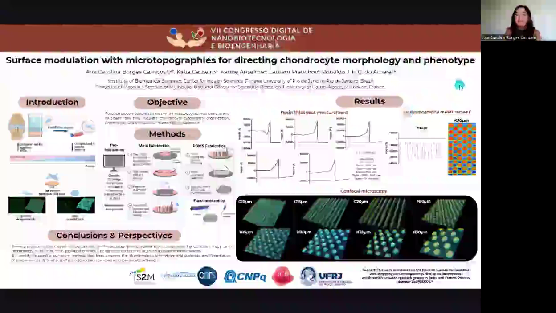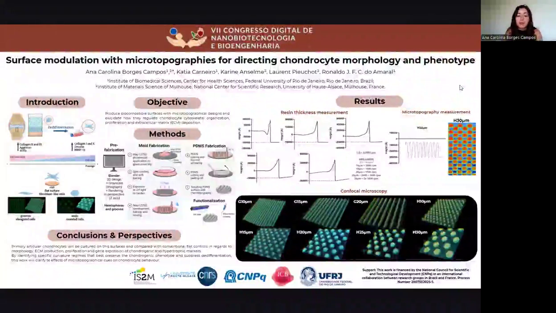Hello, my name is Ana Carolina Borges Campos, and today I represent my work titled Surface Modulation with Microtopographies for Directing Chondrocyte Morphology and Phenotype. This project is a collaboration between the Federal University of Rio de Janeiro in Brazil and the Institute of Material Science of Mulhouse in France. And our work is focused mainly on cartilage cells called chondrocytes.